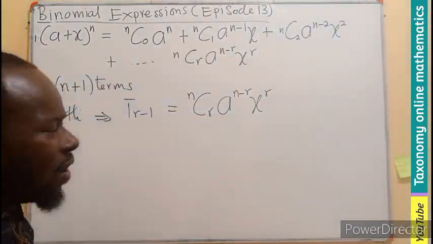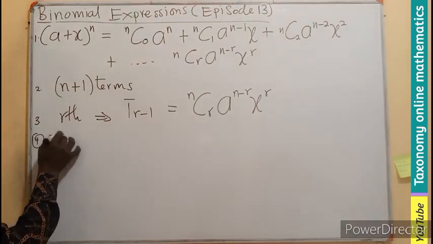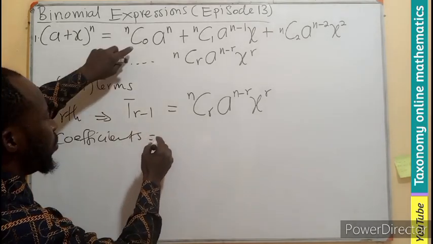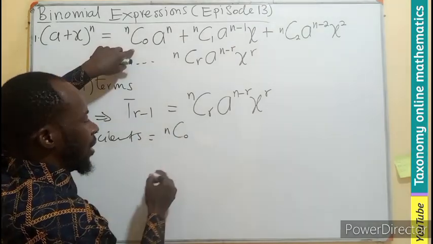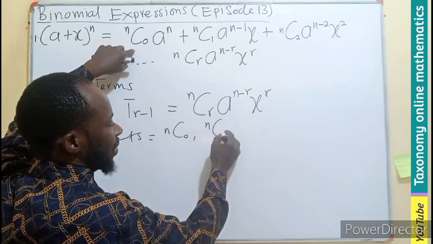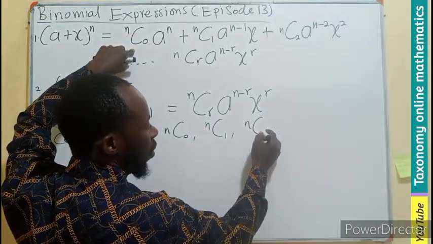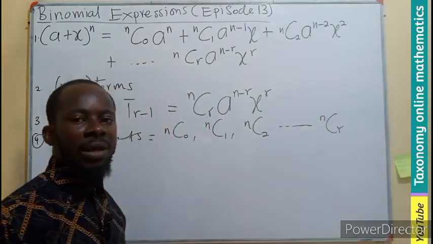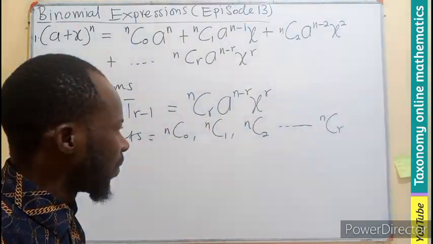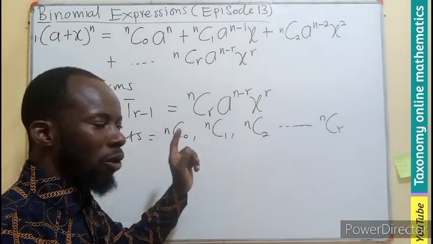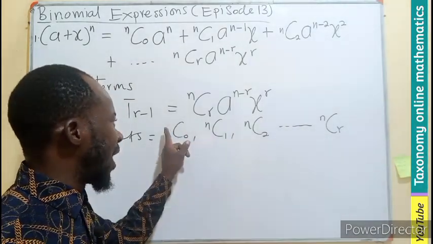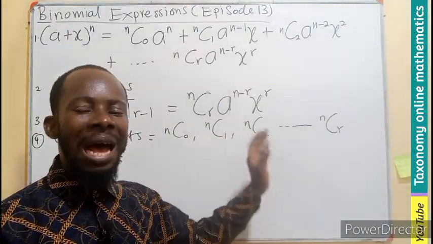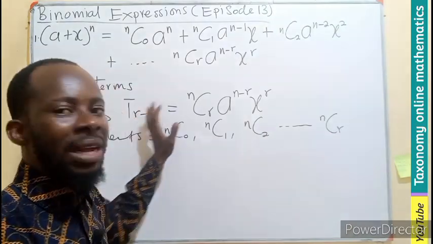Now, if I'm looking for the coefficients, the coefficients are going to be nC0, nC1, nC2, then nCr. Don't forget, all these can also be written without the n because they are the same. So we just begin with C0, C1, C2, C3. Those are the coefficients of each of the terms.